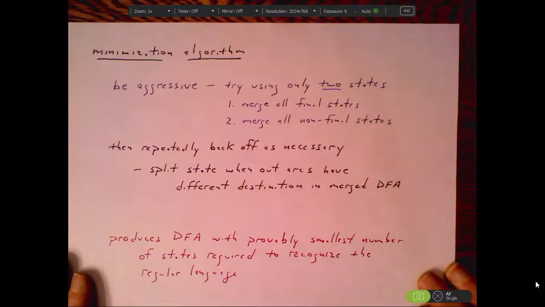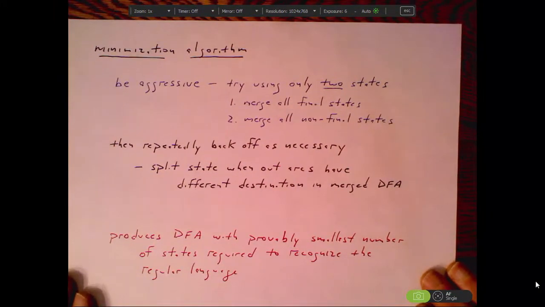How does the algorithm work? Well, it's super aggressive. First thing it tries to do is let's try to use only 2 states: one that models all the final states in the original machine and one that models all the non-final states. So we aggressively merge all the final states together, and we aggressively merge all the non-final states together, and we see if we can get away with just 2 states. And then you repeatedly back off that as necessary.